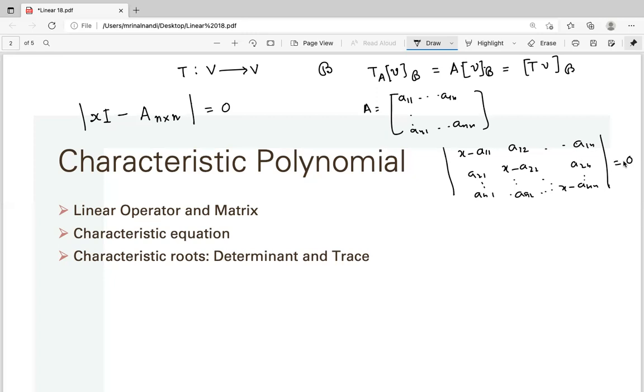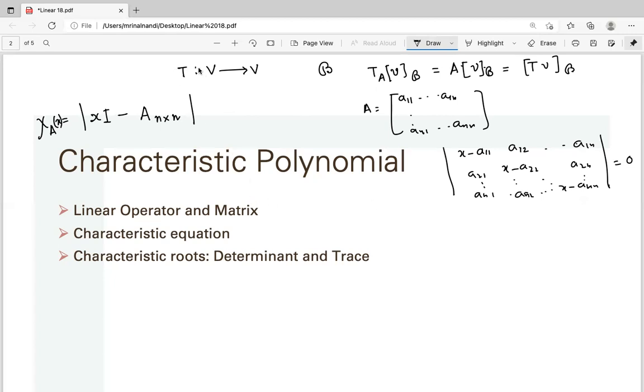So what is the characteristic polynomial of a matrix, or of a linear operator on a finite dimensional vector space? There is a corresponding matrix, and this determinant expression is just a polynomial; you don't write it as 0. That polynomial, chi A of x, is called the characteristic polynomial. And if you set it to 0, the equation is called the characteristic equation.